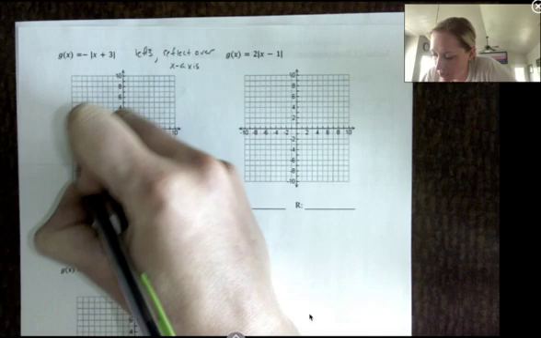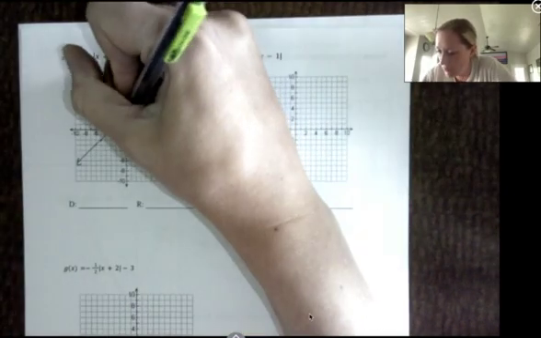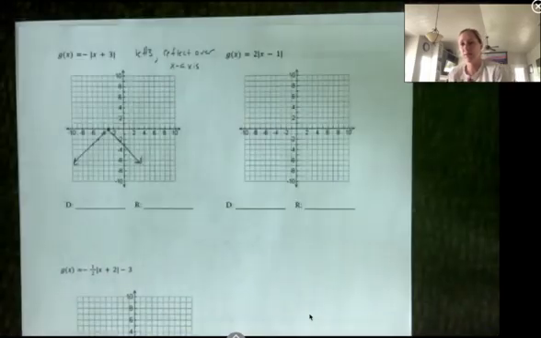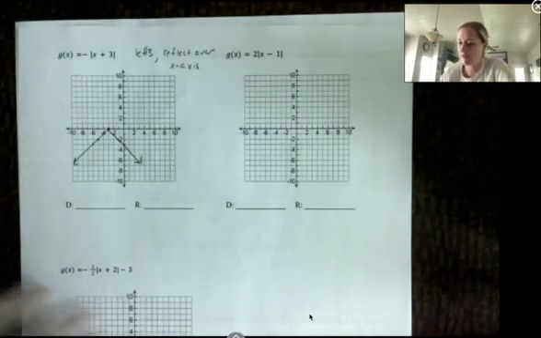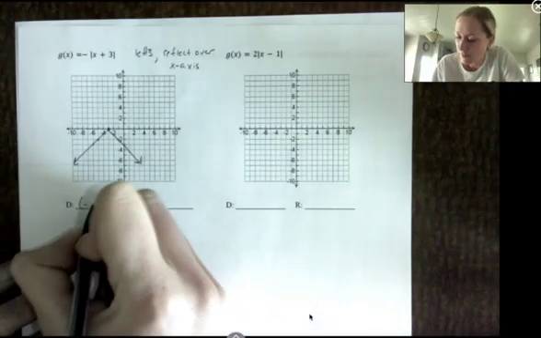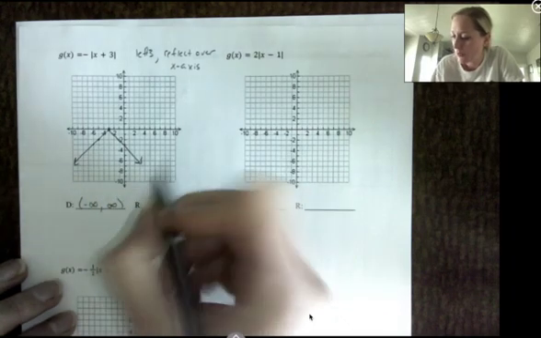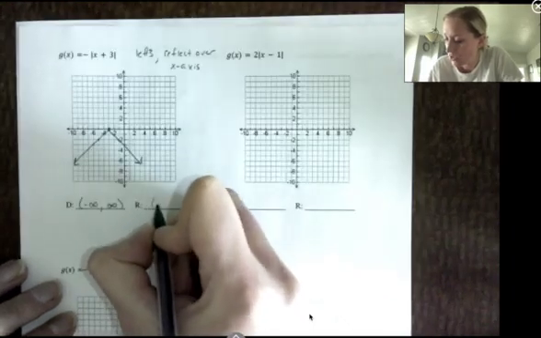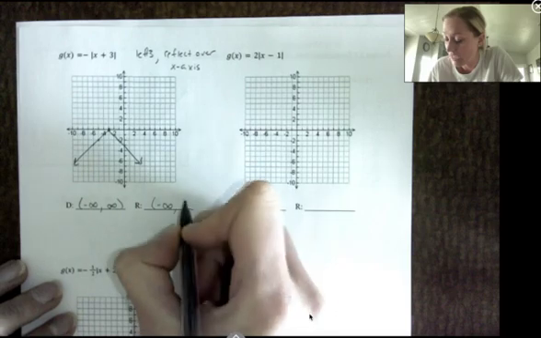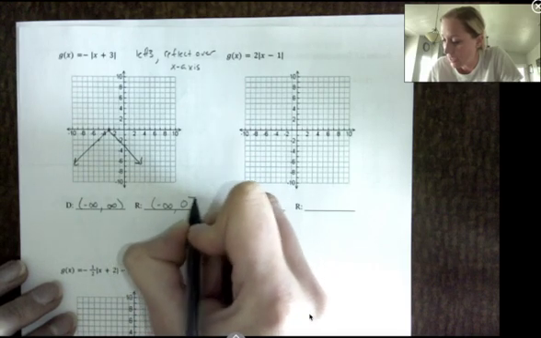And then connect. So it should have the same width as our original parent function. It's just facing the other way because of that reflection, and it has moved left 3. Domain, all reals. Range, now it's going forever to negative infinity, and the highest y value it hits is 0.